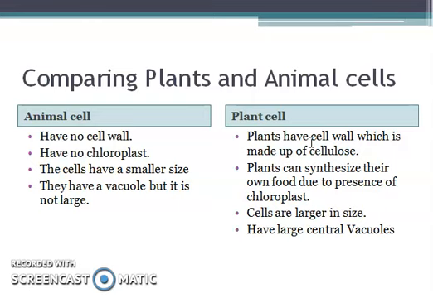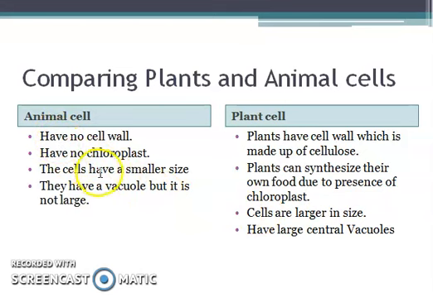The next one is that animal cells don't have chloroplast, while plant cells have chloroplast. What is this chloroplast useful for? It lets them produce or synthesize their own food. Chloroplast contains a green pigment known as chlorophyll which absorbs light from the sun. This is how plants produce their own food. Plants can produce their own food. Animals, however, can't produce their own food.